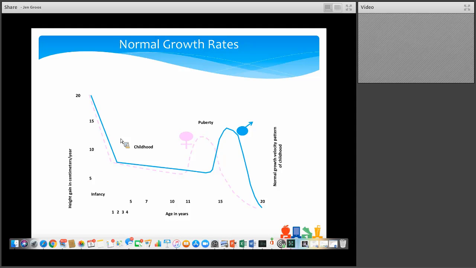You can see on the left-hand side of the chart, it measures the height gain, so how quickly are they gaining centimeters per year, and then their age over time. So you can see that when they're first born, they're growing very quickly. That rate then declines throughout the first 2 years or so, and then further declines until they reach puberty, and then they go through their pubertal growth spurt. You can see how this varies in the boys, the blue line, versus the pink line for girls.